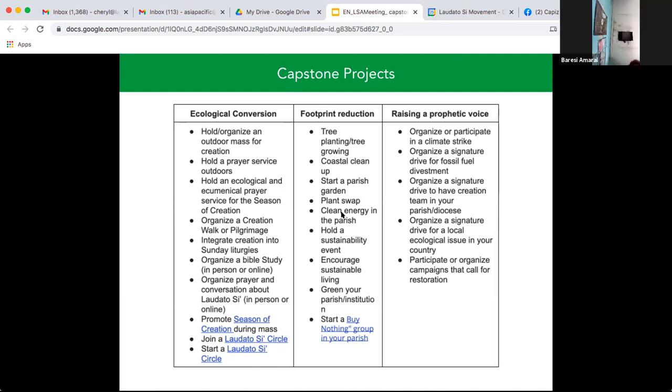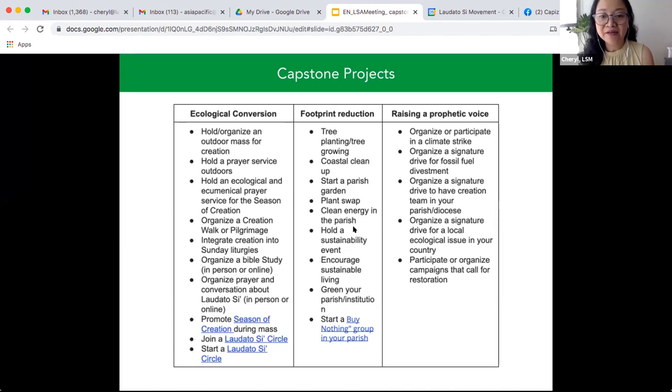And then footprint reduction could be tree planting, tree growing, because as we know, the trees absorb the carbon, and then coastal cleanups, because in some places there are way too many plastics, which destroy the ecosystem in the ocean. Or you can start a parish garden. Some animators did this because they noticed that nobody was tending to the garden in their parish. So they asked some of their friends, and they worked together to start a parish garden. It can be a vegetable garden if the parish priest allows.